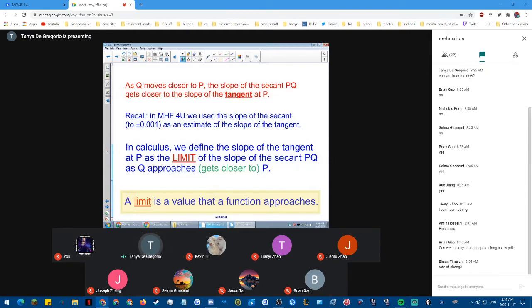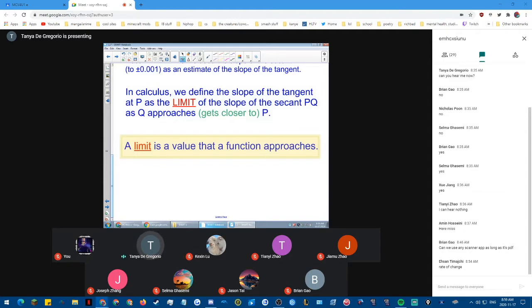So in calculus, we define the slope of the tangent at P as the limit of the slope of the secant PQ as Q approaches P. Approaches means gets closer to. So what is a limit? A limit is a value that a function approaches. When you're talking about a limit, you don't care about what it actually equals. You might have a hole there, but what is your function approaching? What is the intended height of the function?